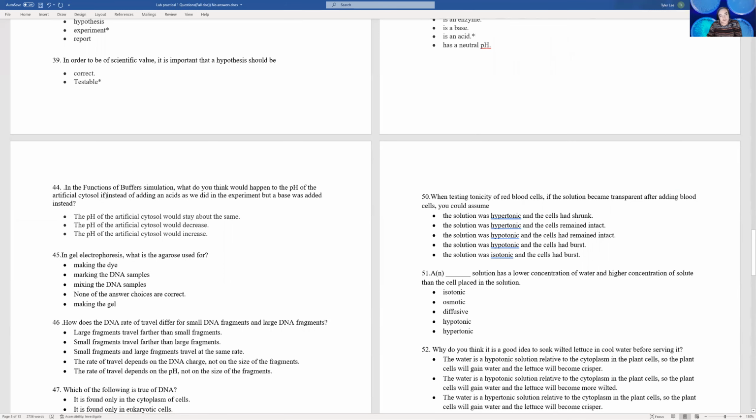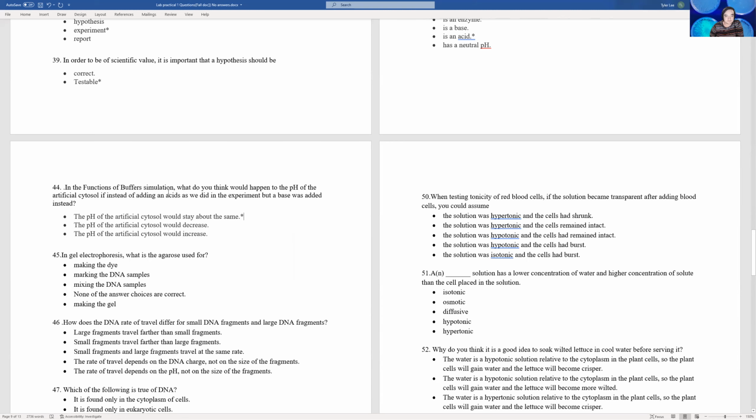All right, 44. In the function of buffer simulation, what do you think would happen to the pH of the artificial cytosol if instead of adding acids, we added a base instead? So there's two parts of this question. It says instead of adding acids, we did the experiment, we added a base. So you may think, oh, the pH would increase because we're adding a base. But the artificial cytosol is a buffer. So whether an acid or a base is added, it should maintain its pH, because that is what a buffer does. It allows us to resist changes in pH.